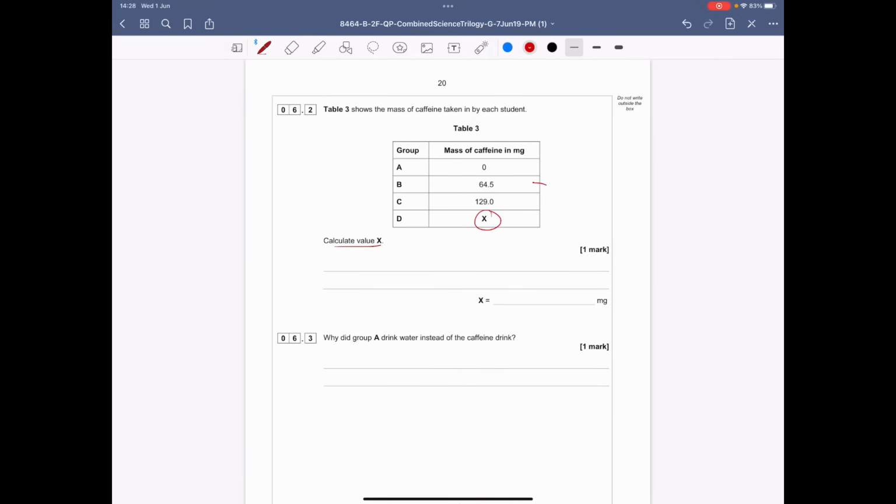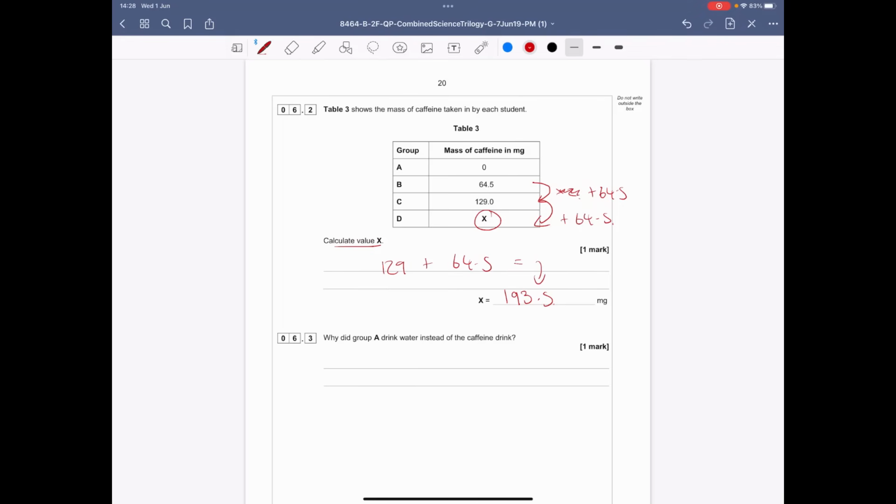So it starts off with 64.5 with the first bit of caffeine, and then that's doubled to get it to 129. So you've added 64.5. So you would do the same thing again, add 64.5, which gives you an answer of 193.5. So 129 plus 64.5 equals 193.5.